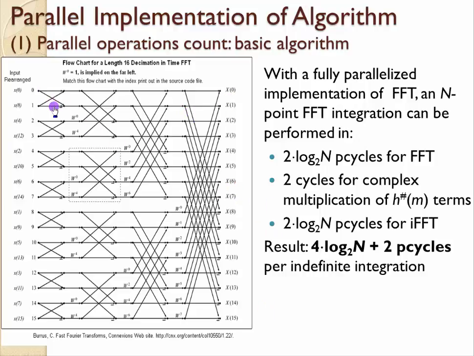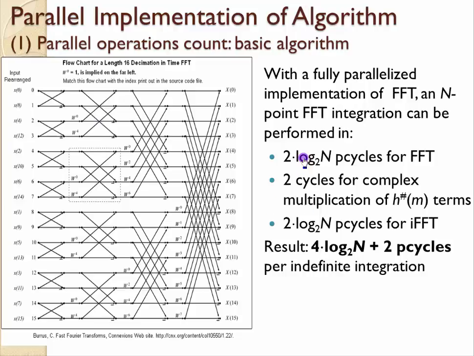Each one of these crosses represents an add and subtract. In this case, I'm adding these two. In this case, I'm subtracting this one from that one. So these are called butterflies. So you do the butterfly and then a complex multiply and then another butterfly. So you can consider that as a multiply and add operation. Each one of these arrows is a multiply-add operation that can be performed in parallel. And they're all complex, so they basically take 2 cycles.